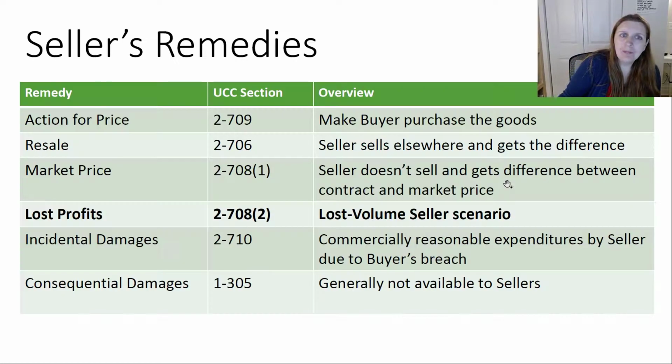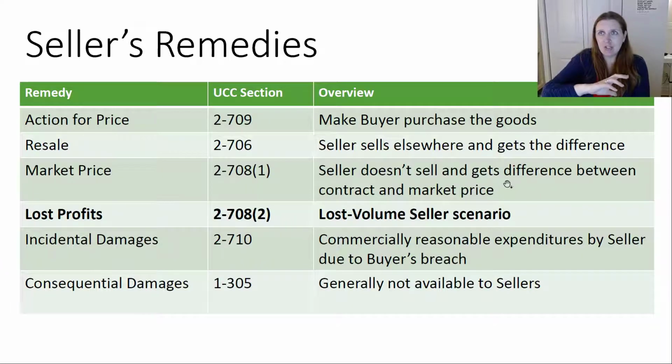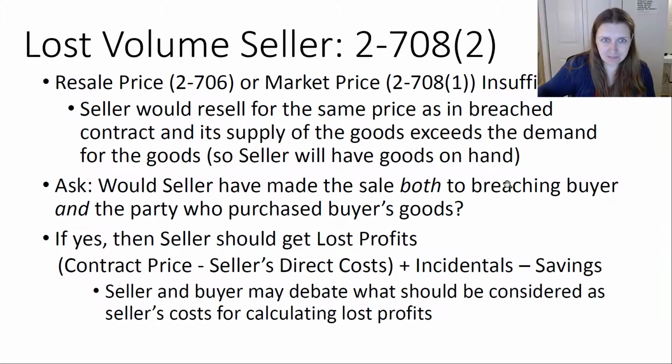So you'll recall the many remedies that a seller has, some of which involve forcing the buyer to actually take and pay for the goods, the most common ones of which revolve around reselling the goods to a different buyer and suing for the price difference, or claiming the market price difference for goods. Today, the cases that we're going to read focus on Section 2-708(2) of the UCC with respect to sellers, the lost volume seller scenario. So that's what we're going to focus on today.